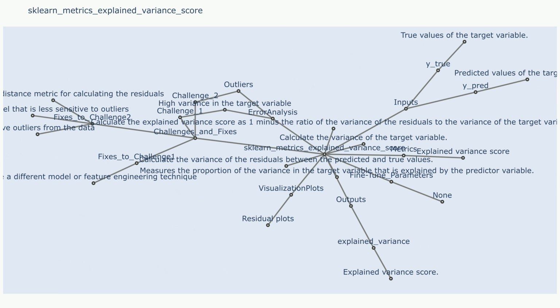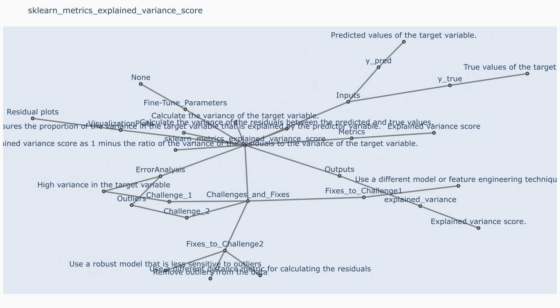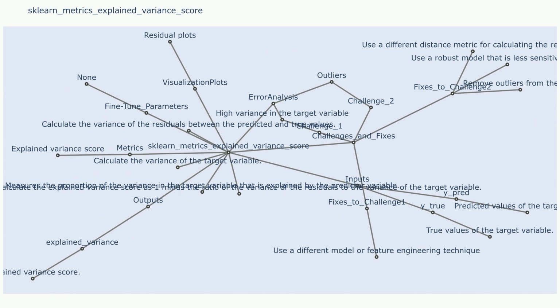Metrics: explained variance. This metric measures the proportion of the variance in the target variable that is explained by the model's predictions. It quantifies the model's ability to capture the variability in the target variable. Visualization plots: scatter plot. A scatter plot of the true target values against the predicted values can be used to visualize the relationship between the two variables and assess the model's fit.